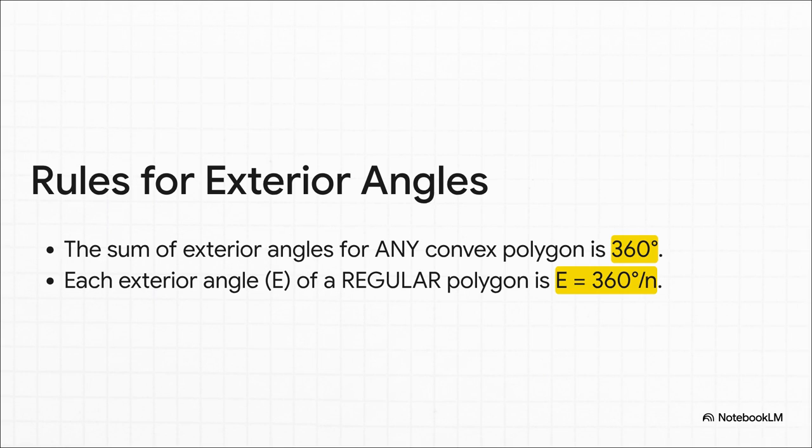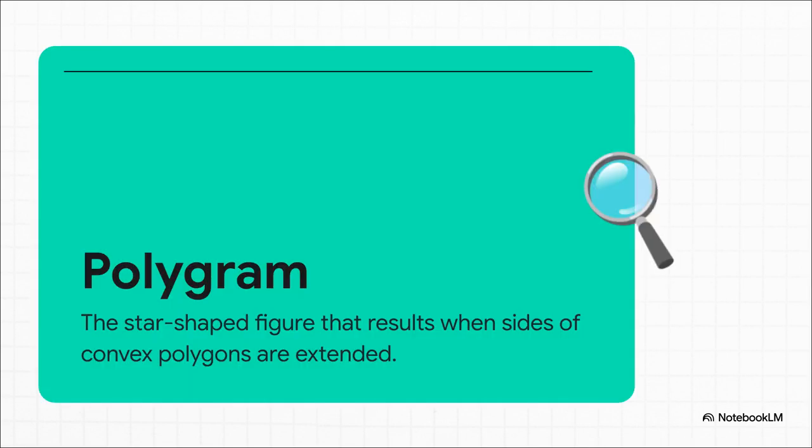But what about the angles on the outside of the shape? Well, this is where things get surprisingly simple. And I mean really simple. For any convex polygon, it doesn't matter which one, if you add up all its exterior angles, they will always, without fail, sum to exactly 360 degrees. It's like this constant of the universe, whether you have a triangle or a 100-sided polygon. And if you have a regular polygon, it's even easier. You can find each exterior angle just by dividing 360 by the number of sides. How cool is that?